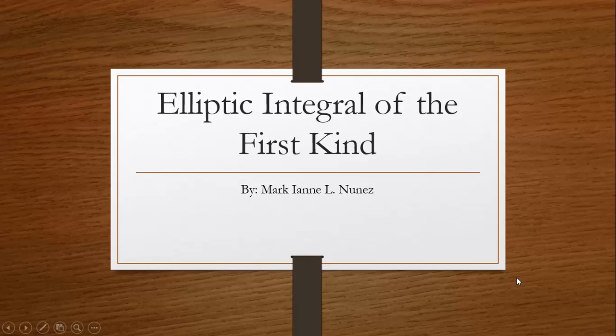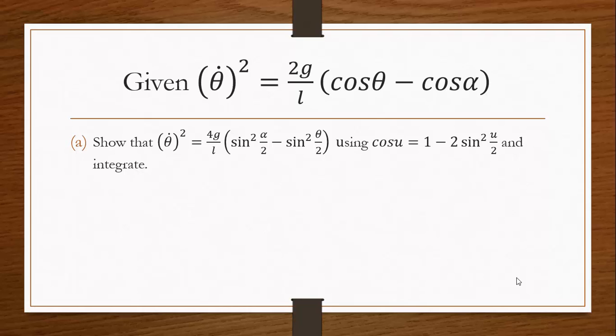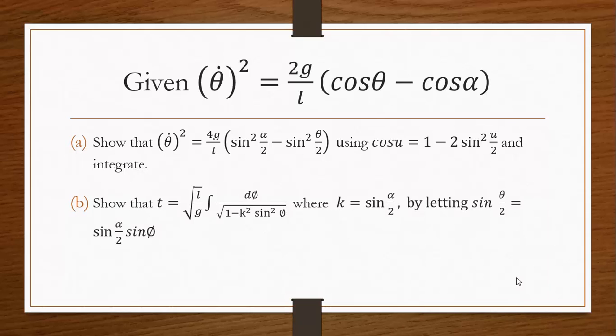Okay, so I'm gonna talk about the elliptic integral of the first kind. Given that theta dot squared is equal to 2g over L times cosine theta minus cosine alpha, I'm asked to show that theta dot squared is also equal to 4g over L times sine squared alpha over 2 minus sine squared theta over 2, using the identity cosine u equals 1 minus 2 sine squared u over 2, and then integrate.